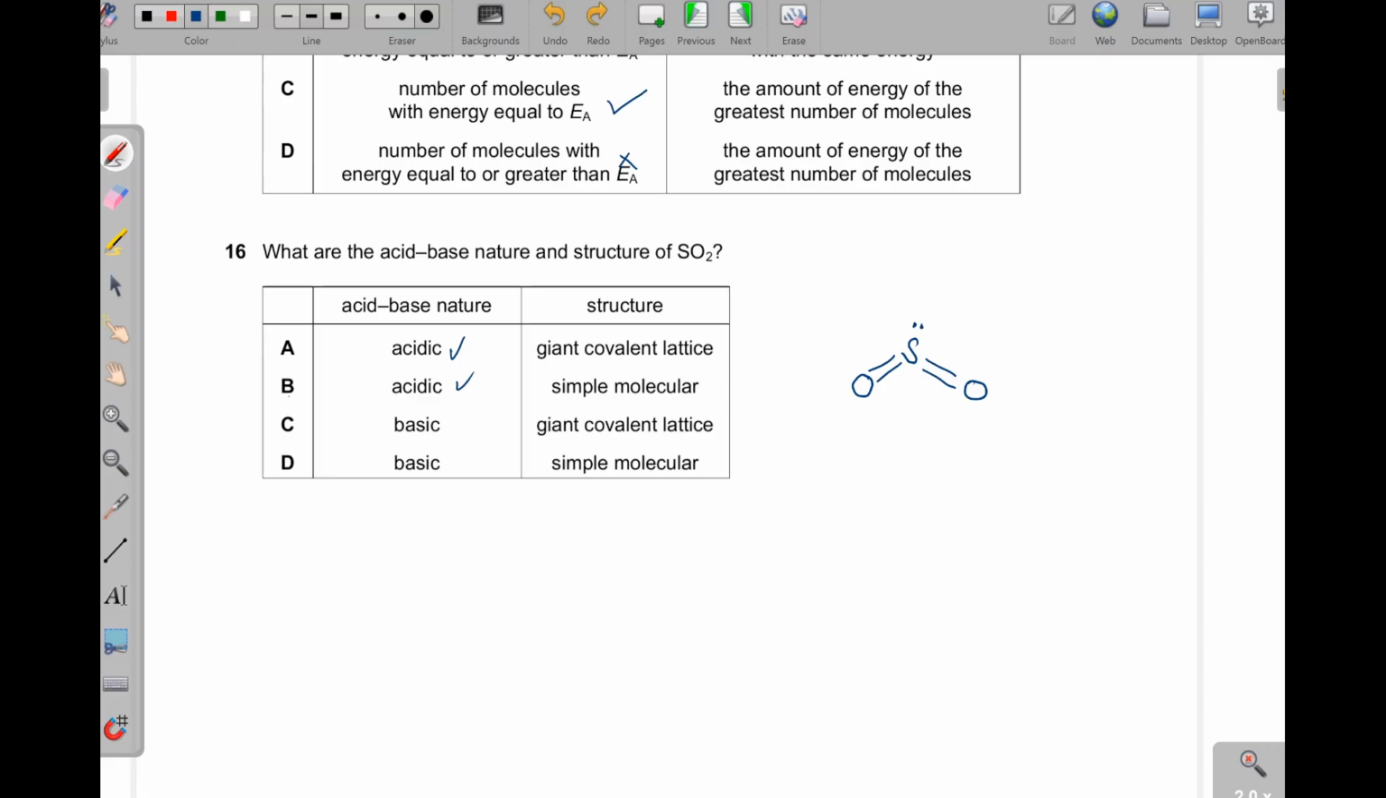When you dissolve them in water, you are going to form acidic solutions. Now, when we come to the structure, this one is a gas. That means it has a simple molecular structure. So the answer has to be B.